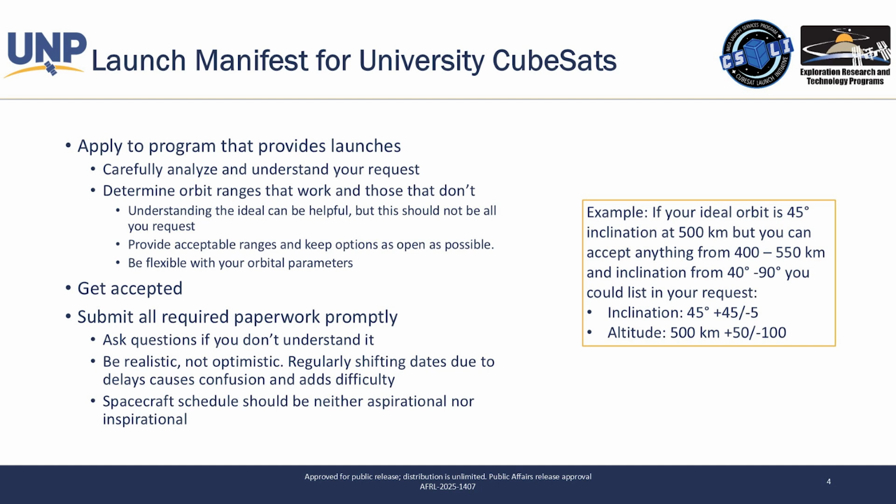So you want to provide acceptable ranges, but then you also want to say, if I had my druthers, or if I really could actually have control of my own destiny, this is the exact orbit that I would want. But you want to be flexible with that. Because when you get really specific, orbit parameters can drive up the cost of your launch service, and it can make it really difficult for you to find your launch vehicle that can actually meet your requirements.